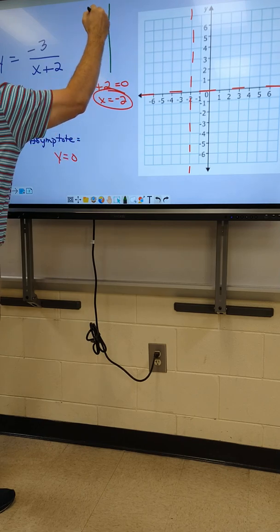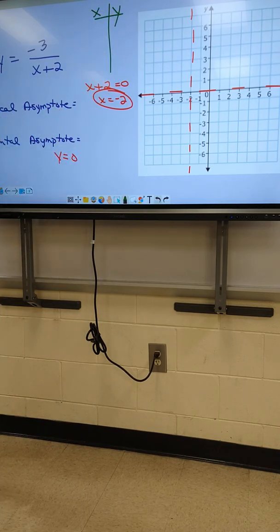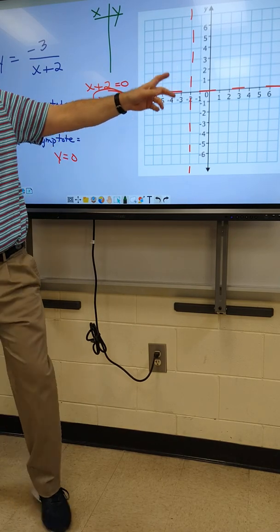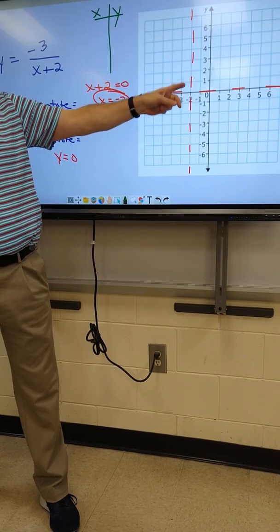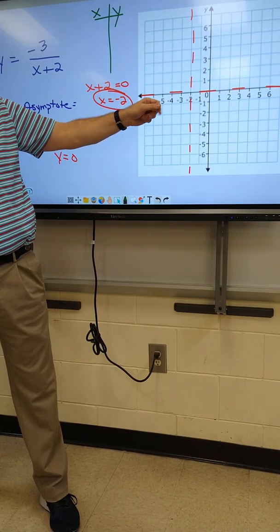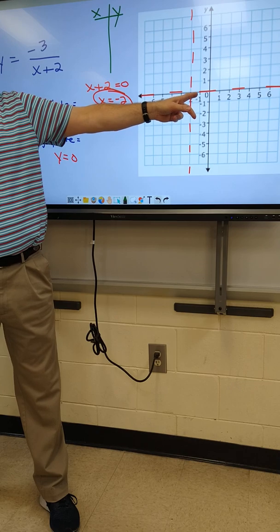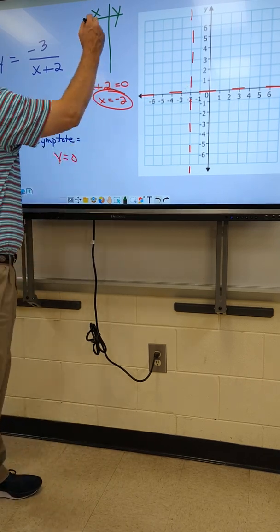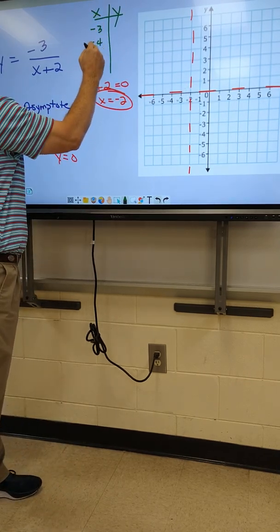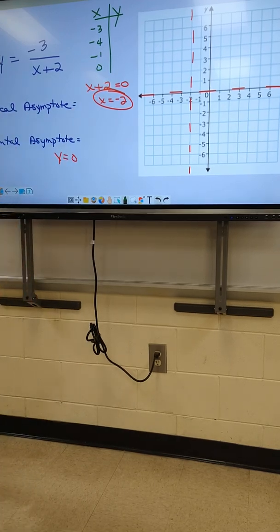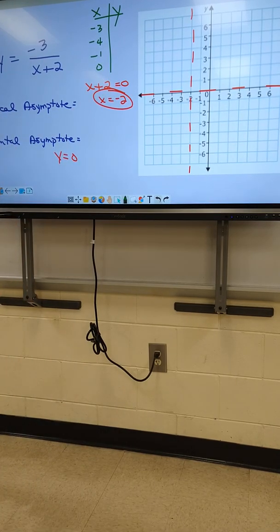All right, last step. We got to plug in our 4 numbers. You guys remember how we picked the 4 numbers? Left and right side of the line. Good. All right, so what we do, we look on the left side of the vertical line. I'll plug in negative 3 and negative 4. And we also look on the right side. I'll plug in negative 1 and 0. Negative 3, negative 4, negative 1, and 0. You always pick 2 on the left, 2 on the right. Now just plug them in your calculator.